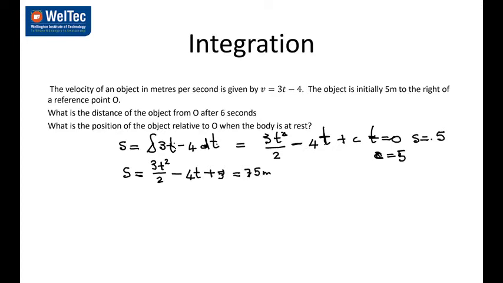Now, what is the position of the object relative to the origin when the body is at rest? A body is at rest when velocity is equal to 0. We've got a velocity function, so we need to find when v equals 0. So 3t minus 4 equals 0, so t is equal to 4/3 of a second.